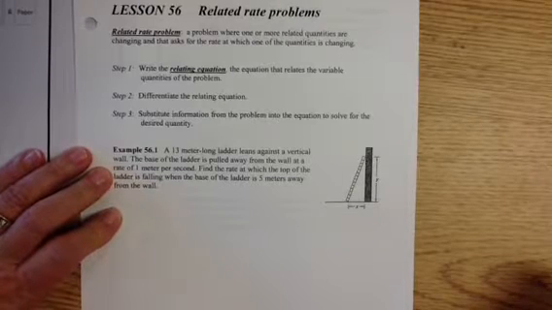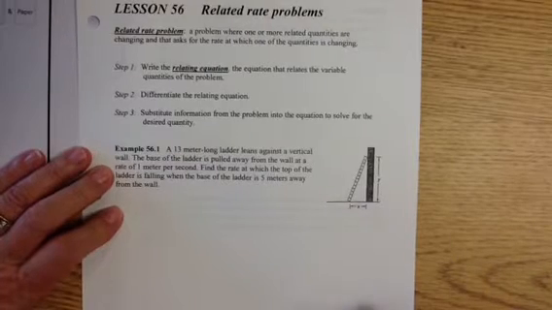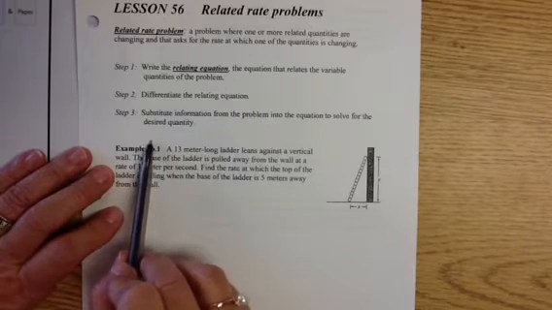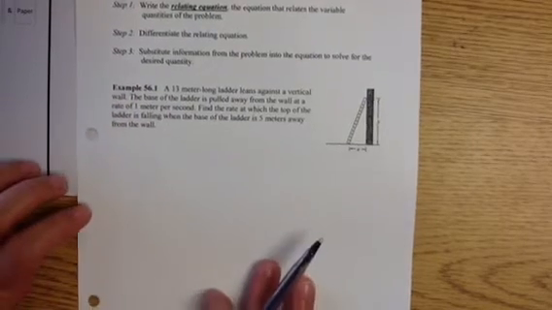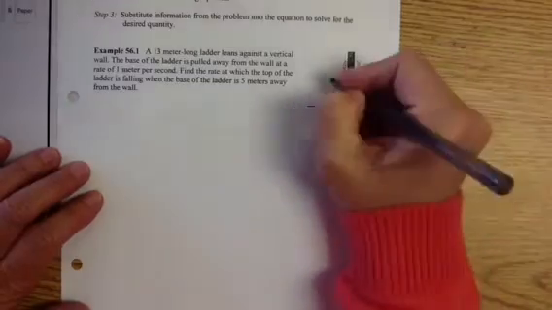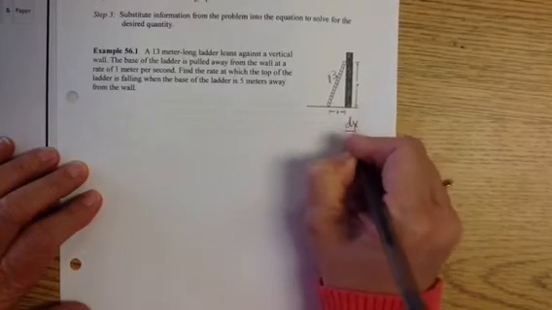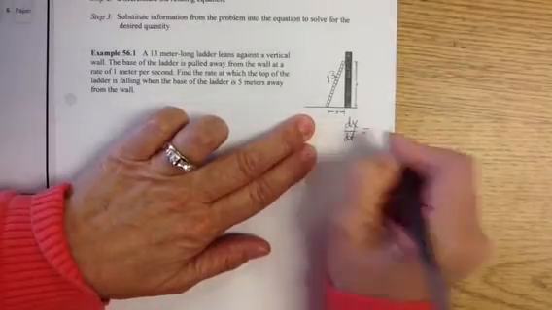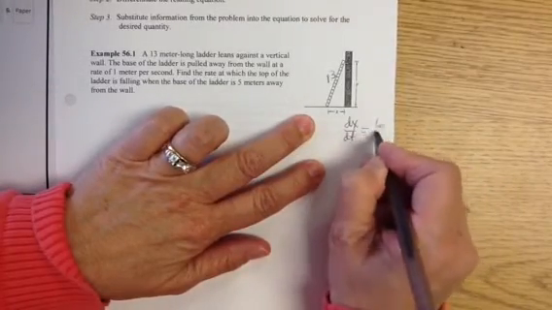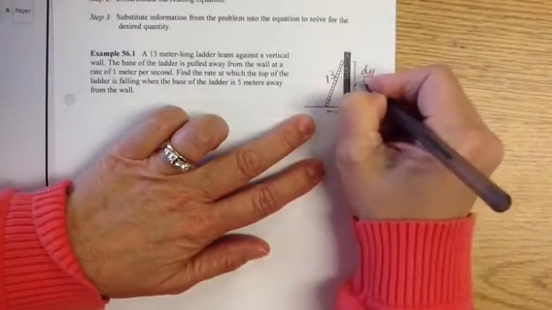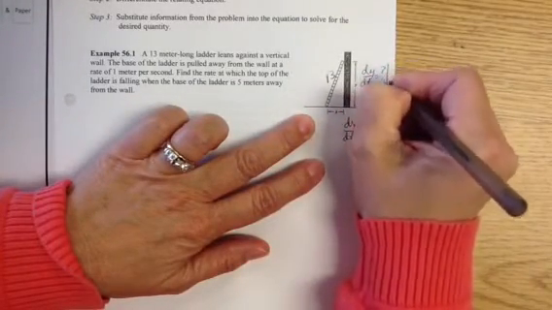All right, related rate problems are going to vary depending on the problem. So we have to write an equation, differentiate it, and then substitute the information we want. So let's look here. We have a wall and a 13-foot ladder. And we have that the base is being pulled away, dx/dt, at a rate of 1 meter per second. And we want to know how fast this top part is going down. That's what we're looking for.